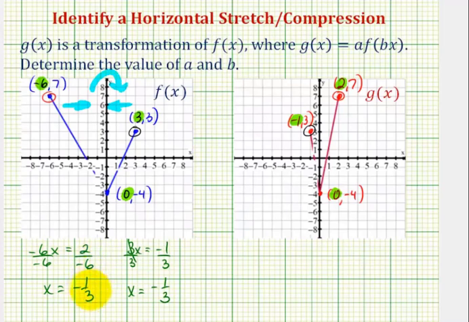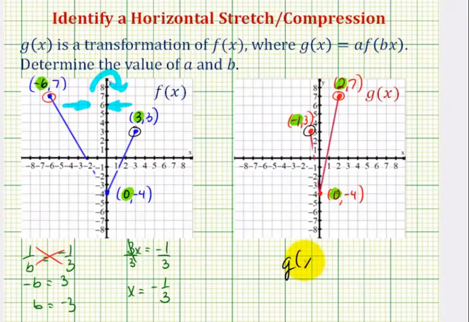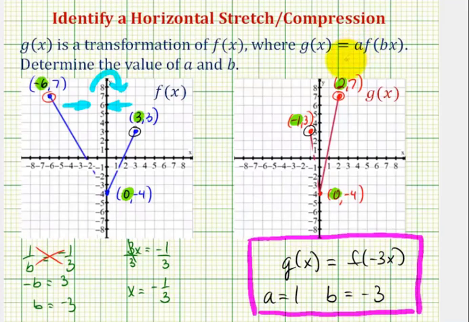Again, this is not b. b is the reciprocal of this value, so b would be -3. But if we wanted to, we could set up an equation and set 1 divided by b equal to -1/3, cross multiply and solve for b. So we'd have -b equals 3, or b equals -3. Remember the lesson on reflections. If b is negative, we do have a reflection across the y-axis, which we already noticed. So we have g of x equals f of -3x. So again, a is 1 and b is -3. I hope you found this helpful.